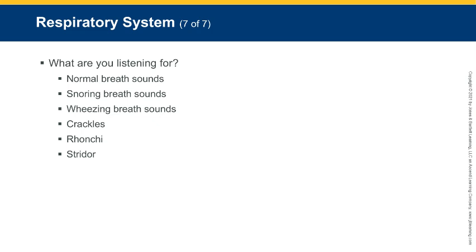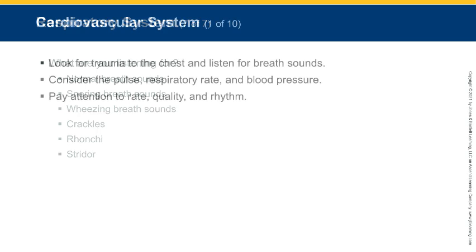When listening to breath sounds, recognize normal and abnormal patterns. Wheezing, crackles, rhonchi, and stridor each provide clues about the underlying respiratory condition. The cardiovascular assessment includes checking for trauma to the chest, listening for heart sounds, and evaluating the patient's pulse, respiratory rate, and blood pressure. Pay attention to any signs of poor circulation.